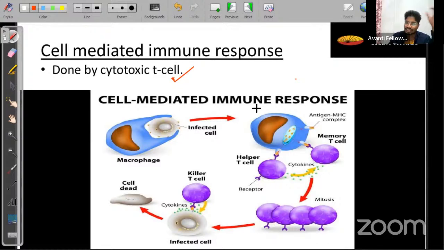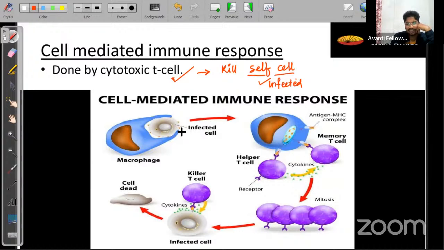Helper T cell went for asking help, right? Memory T cell will be collecting memory and information, whereas the cytotoxic T cell का role क्या है? This cytotoxic T cell is going to kill self cell, and the self cell is your infected cell. The self cell is your infected self cell. Is that clear to everybody? Right? So that is what you can see here also. Macrophages, infected cell is there.